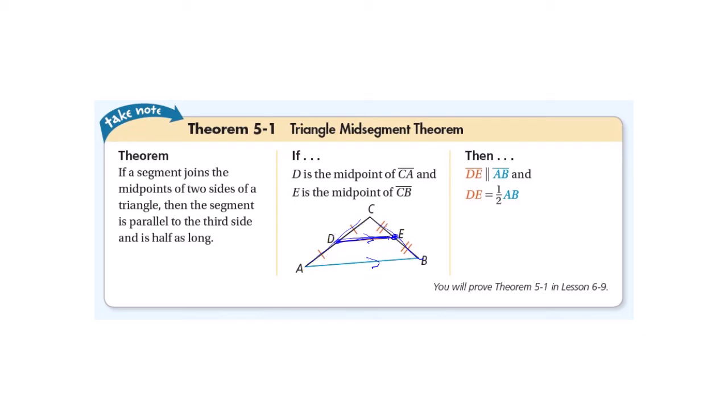All right, let me go through that again. Let me say this a different way: if we have a triangle with two midpoints, one on one side and one on the other, and the segment that connects those midpoints, then that segment is parallel to the side that doesn't have a midpoint on it, the third side. And it's also half of that third side. So it's parallel to and equal to half the length of that third side. Hopefully that makes sense.